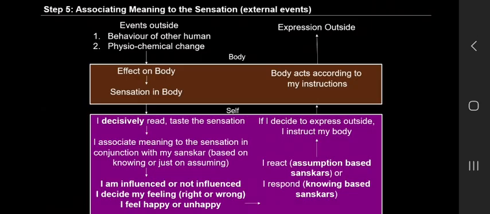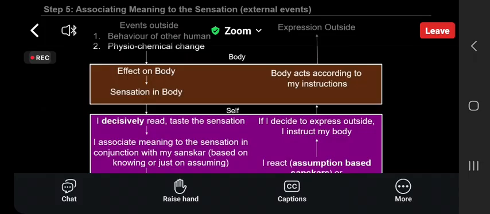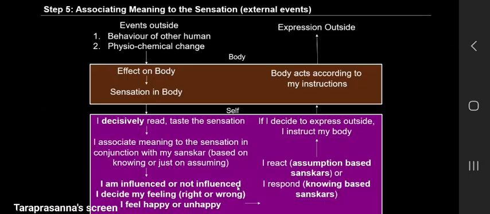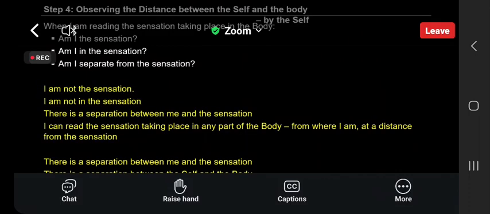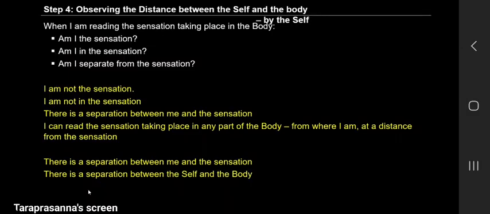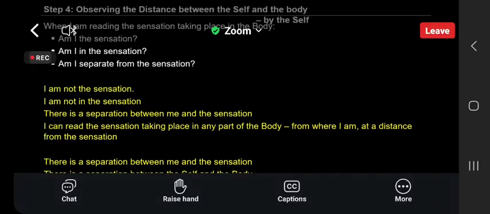Bhaiya, in step 4, I had this doubt and I was contemplating on it for almost 2 days. We had two types of external sensations and two types of internal sensations. But when I observed, there was one more external sensation, which is what I earlier thought was an external sensation.